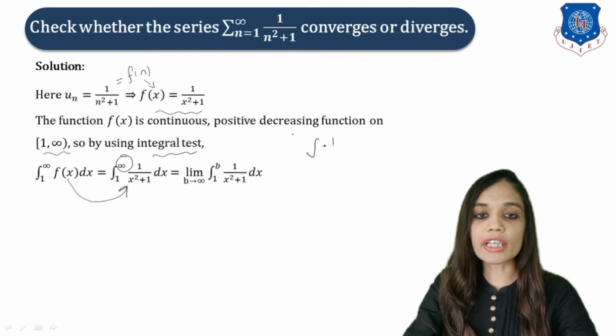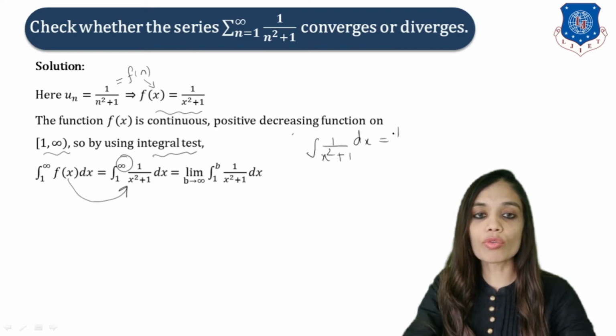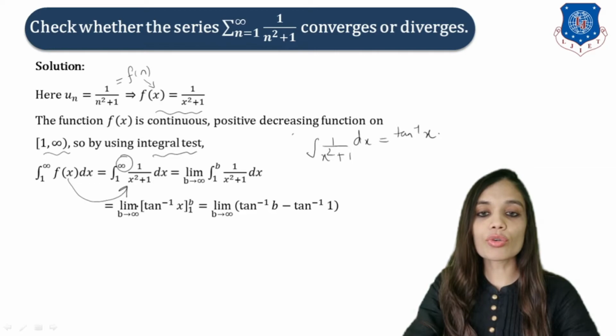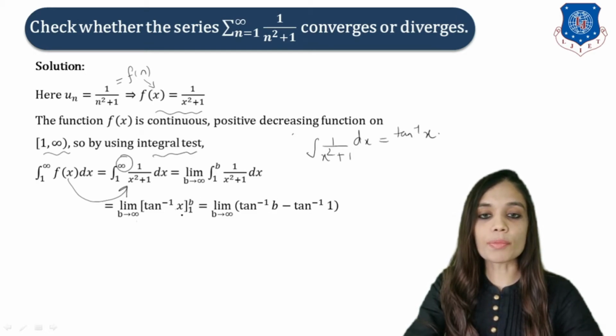Now we know integration of 1 upon x square plus 1 dx will be equal to what? Tan inverse x. So using this formula we will simplify. So this is equal to limit b tends to infinity. Integration of this will be tan inverse x. Put the limits 1 to b. Now we will put the upper limit and lower limit. So we will get limit b tends to infinity tan inverse b minus tan inverse 1.